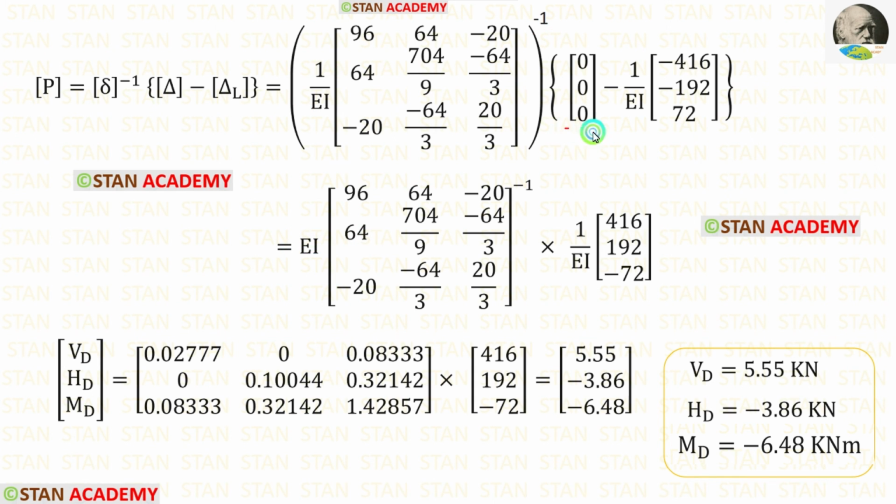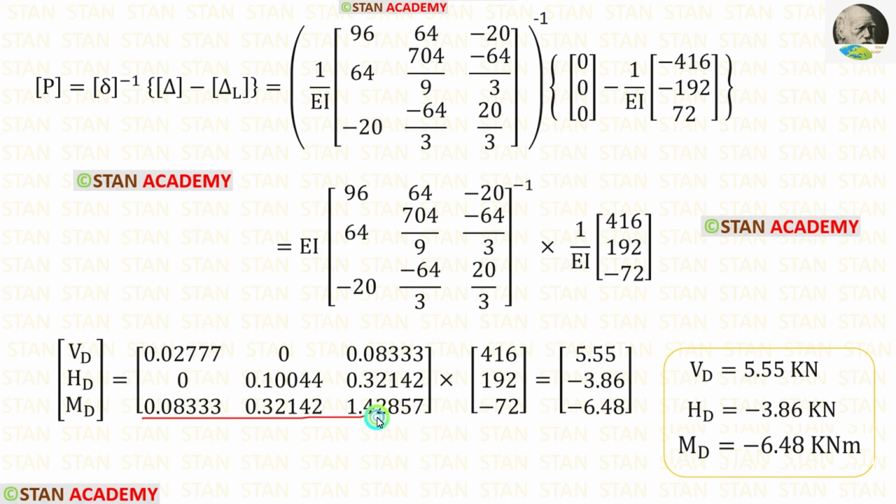We have to add these two matrices. After adding, we are getting this. For this matrix, we have to find the inverse. We can apply all of the values in the calculator and get the inverse. If you do not know how to find inverse in the calculator, see the description below. There is a link. You can click the link and watch the video. I have used the calculator and got the inverse.